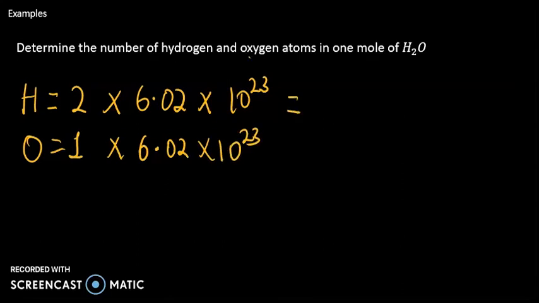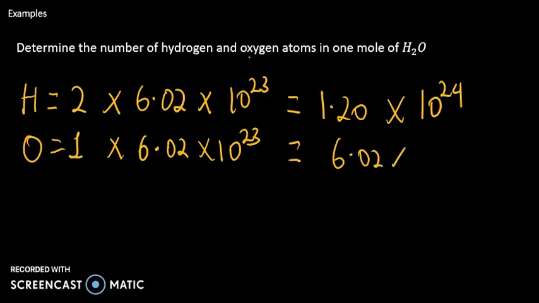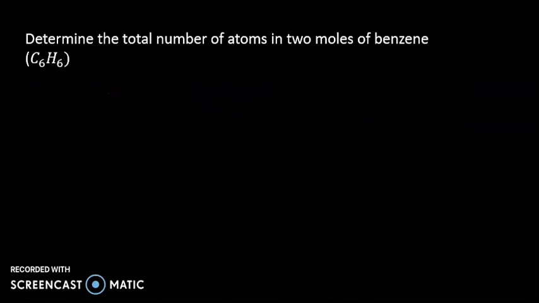The first one gives us 1.20 times 10 to the power of 24, and the second one is the same as the Avogadro constant. So let me conclude by saying that we have this number of hydrogen atoms in water and this number of oxygen atoms in water.